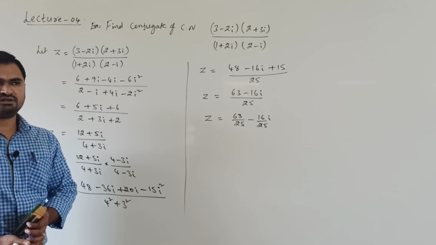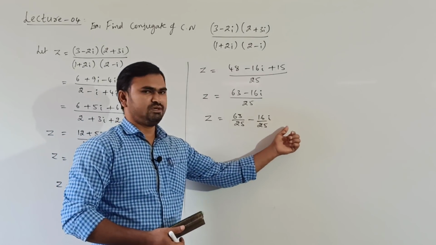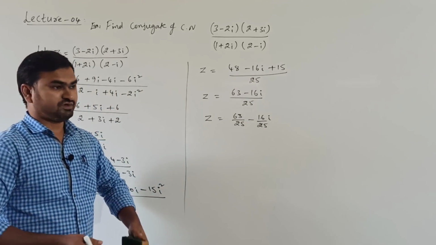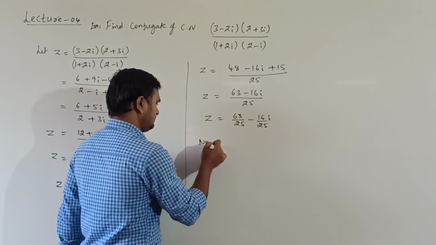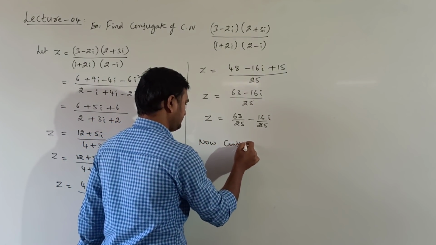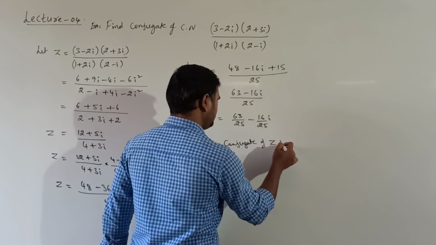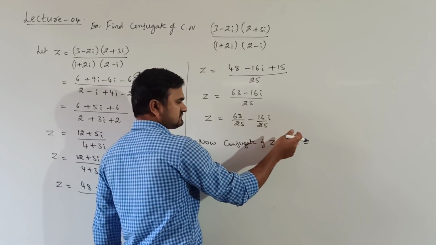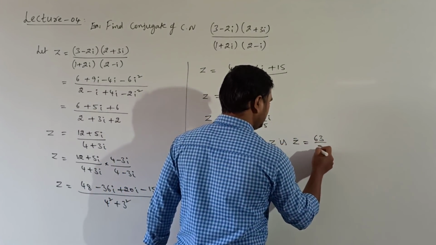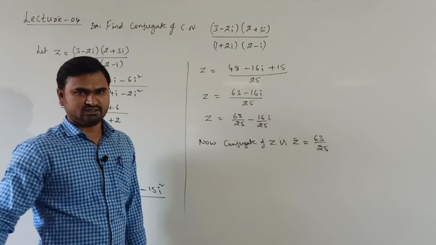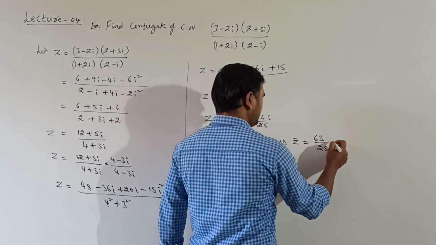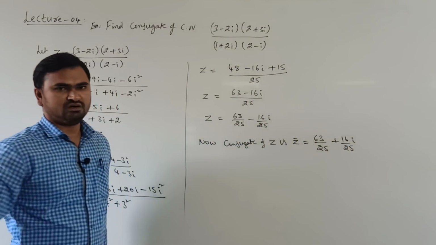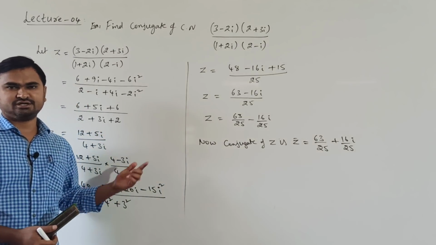So the given complex number is now in the form of a plus ib. Once it is in a plus ib, we write the conjugate by changing the sign of the imaginary part. So now the conjugate z bar is equal to, the imaginary part is minus here, so change the sign to plus, 63 by 25, the real part remains the same, okay. 63 by 25 plus 16 by 25 into i. This is the conjugate of the given complex number. Understand? No doubt.